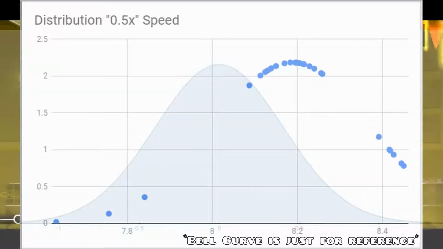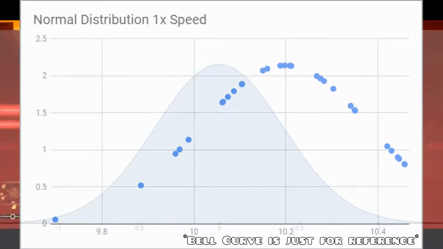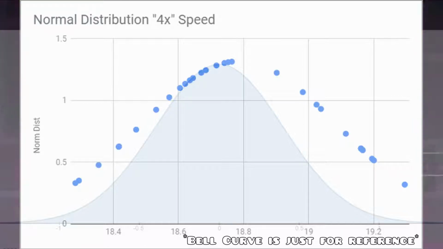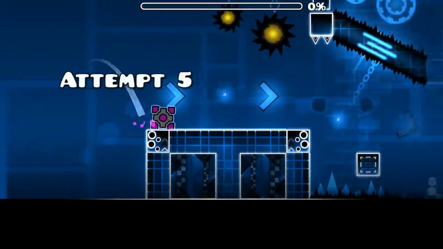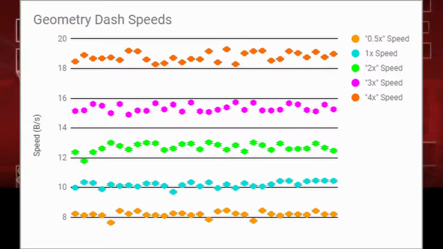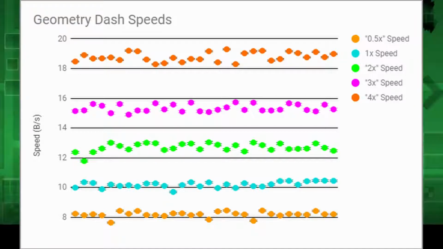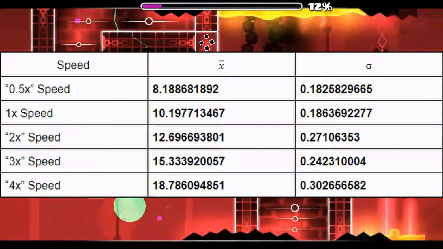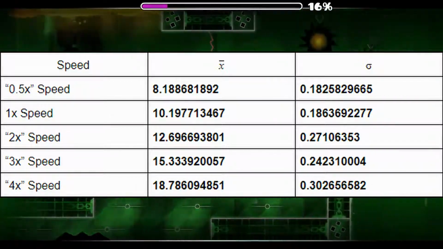Anyway, these are the distribution graphs for each speed. Noticeably, the 3 times and 4 times speed appear to have some sort of normal distribution. Then we have this, which is a plot of all the samples that I took for each speed. And well, here's just a table with the summary of everything.